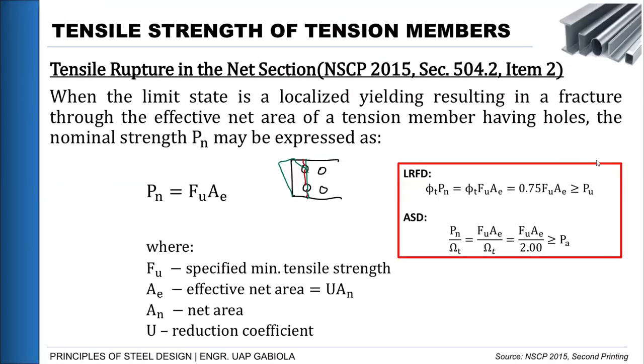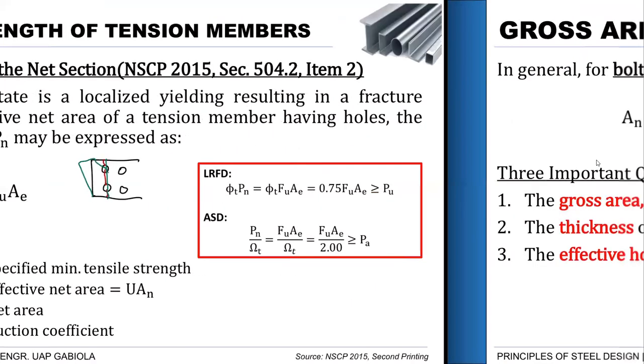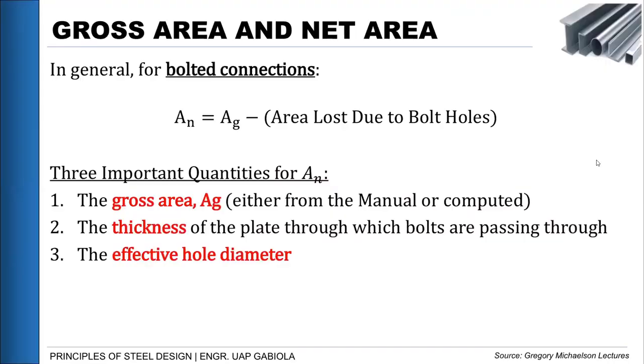Okay. So, to apply first yung knowledge natin about gross area, net area, let's have this discussion muna. So, in general, for bolted connection, net area is equal to Ag minus area loss due to bolt holes. So, bakit sa bolted connections lang tayo may net area? Kasi sa bolted connection lang or riveted connection lang tayo nagbubutas doon sa plate sa member natin. Kasi pag welding yung connection natin, we don't need to butasan yung plate natin. Kaya net area is applicable lang para doon sa bolted connections natin.